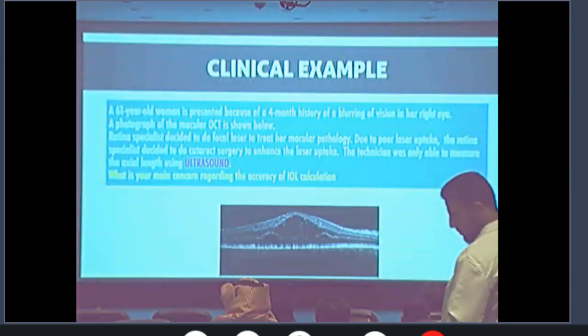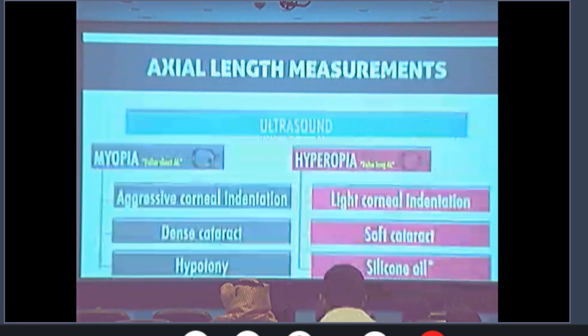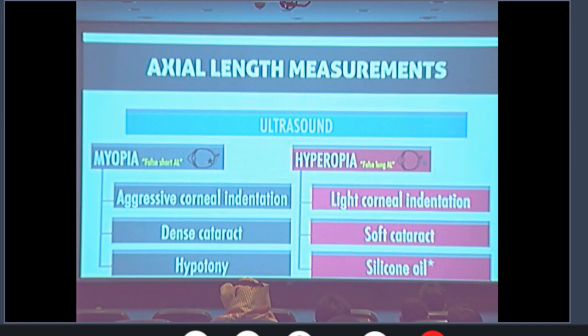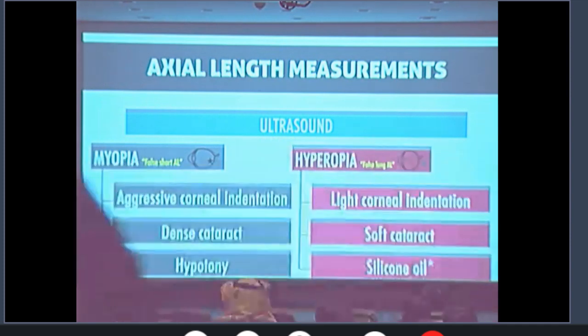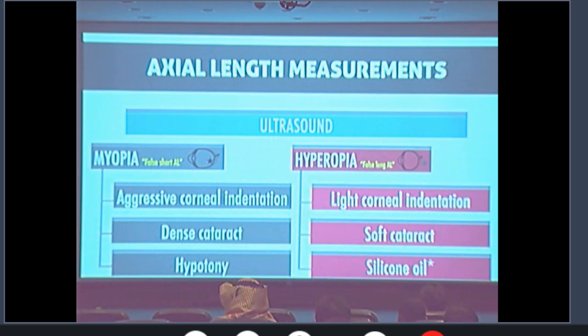So this is the example of macular edema. Okay, so sometimes if you measure with the ultrasound, you'll have error, either myopic or hyperopic. Myopic if they measure a false short axial length. So false short axial length here will be in front of the retina, like if there is aggressive corneal indentation during the measurement, or dense cataract, or hypotony. Do you know why dense cataract will give you myopia? Faster, yes. So it will travel faster than in soft cataract.